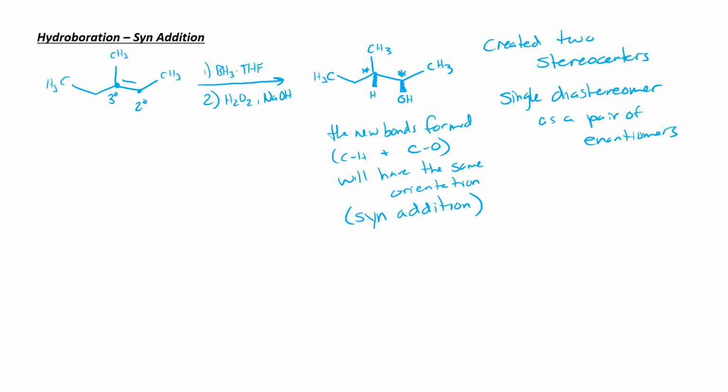Or the borane can come from the front side, and in this case, both the hydrogen on this side and the boron on this side would both be wedged, right? But they have to be the same. They either both have to be wedged or they both have to be dashed. And that's what we see. That's what we call syn addition.